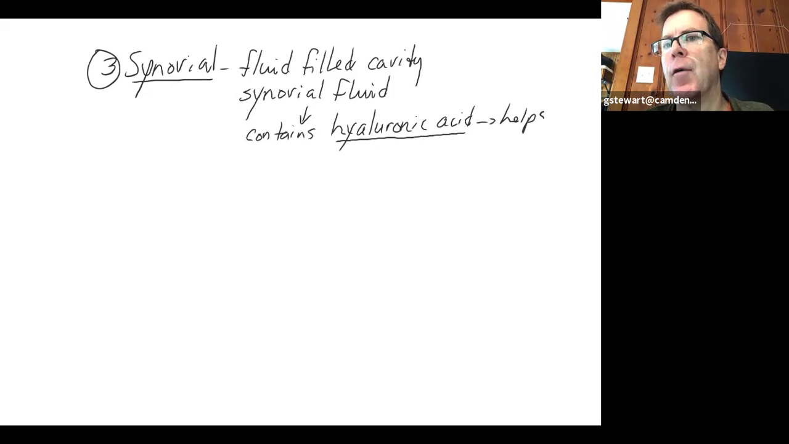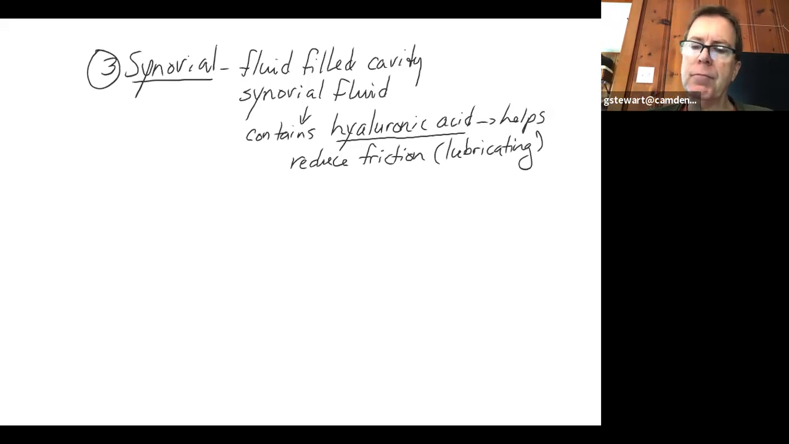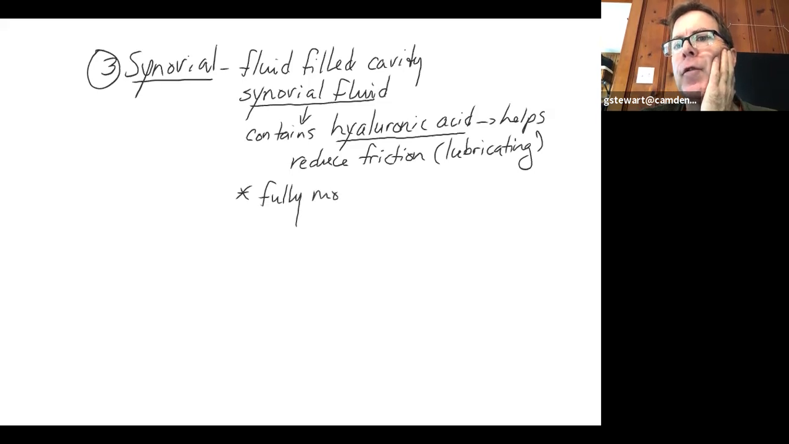And this helps reduce friction. So I'm going to put lubricating. And it's secreted by the membranes that make up that joint. So synovial joints, just think fluid-filled cavity, secrete synovial fluid, which contains hyaluronic acid that reduces friction and helps with lubrication. These, of course, are fully movable joints. So they're diarthrotic.